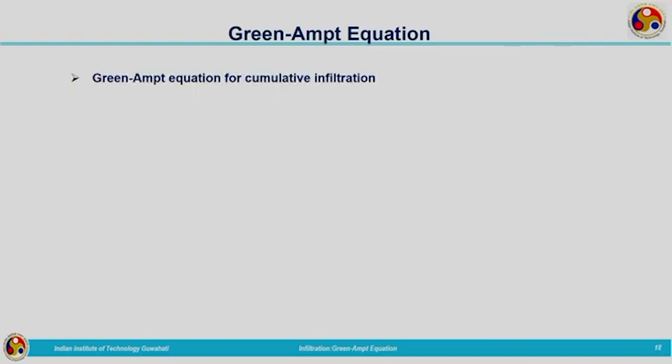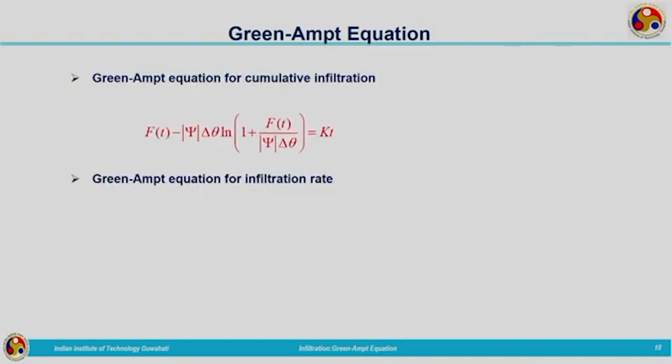Green-Ampt equation for cumulative infiltration is given by this equation, and Green-Ampt equation for infiltration rate is given by this particular equation. Cumulative infiltration is in terms of capital F of t and infiltration rate is in terms of small f of t. We have made use of the continuity and momentum equations, and the momentum equation directly gave the equation corresponding to infiltration rate, and by making use of the momentum equation and continuity equation, we got the equation corresponding to cumulative infiltration. These are the two equations.